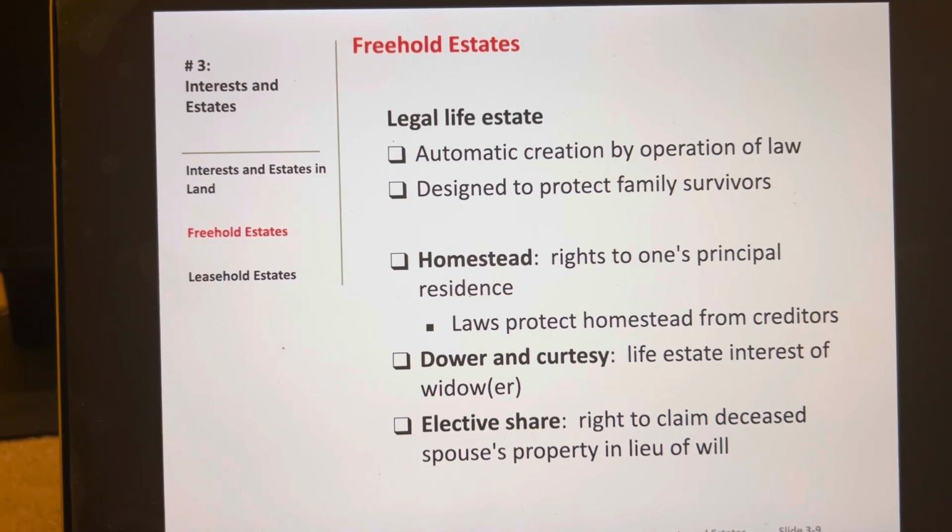Remember, homestead will not cover tax debt, seller financing debt, or mortgage debts.